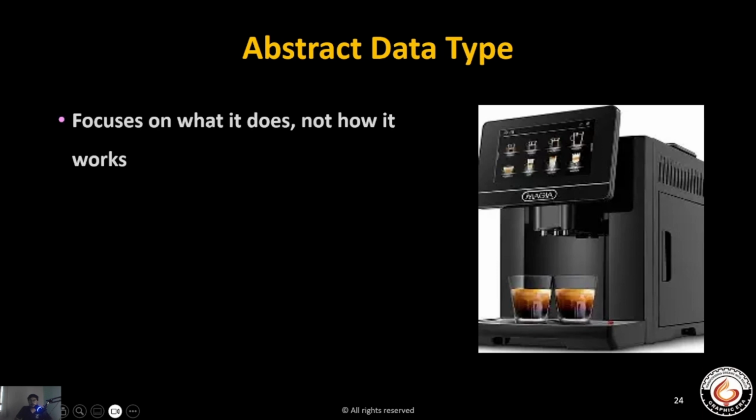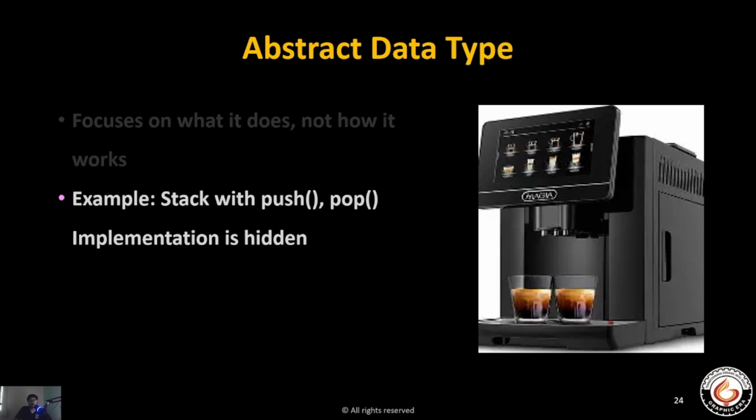Now we will know about abstract data type. So what's an abstract data type? Abstract data type only focuses on what it does, not how it works. For example, you can see here, it's a coffee machine. We are only knowing that's a coffee. We are only focusing on the coffee, not focusing on how this coffee machine works. That's the same as the abstract data type.